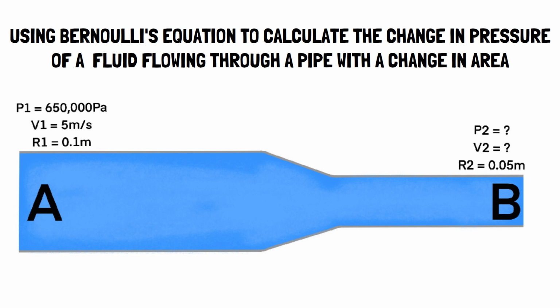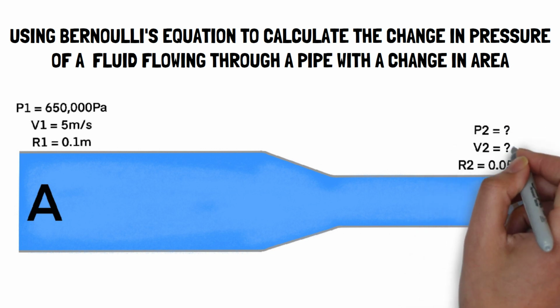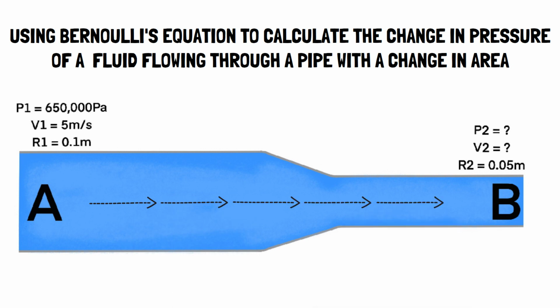In this video, we will be covering how to calculate the change in velocity and pressure of a fluid flowing through a pipe when it experiences a change in area. By the end of this video, you'll be able to calculate the change in pressure between 2 points in the pipe and use this knowledge to solve similar problems. Let's begin by looking at the given problem.